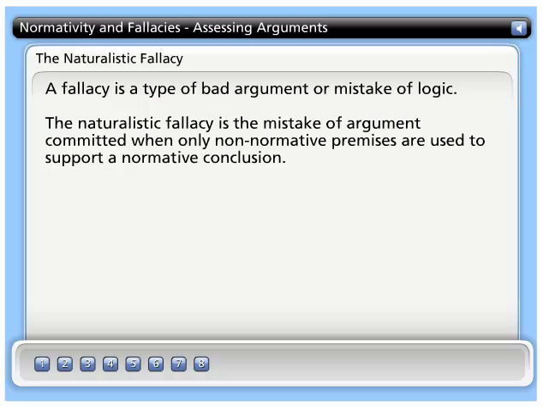Next, I want to talk about fallacies. Fallacies are mistakes in reasoning. I want to talk about a particular fallacy. We call it the naturalistic fallacy. The naturalistic fallacy is a kind of mistake people make when reasoning, and it is made a lot. That's why we have a name for it. The naturalistic fallacy is committed when only non-normative premises are used to support a normative conclusion.